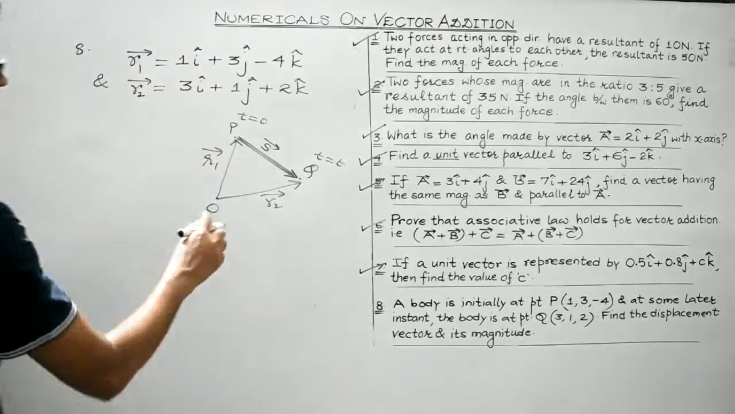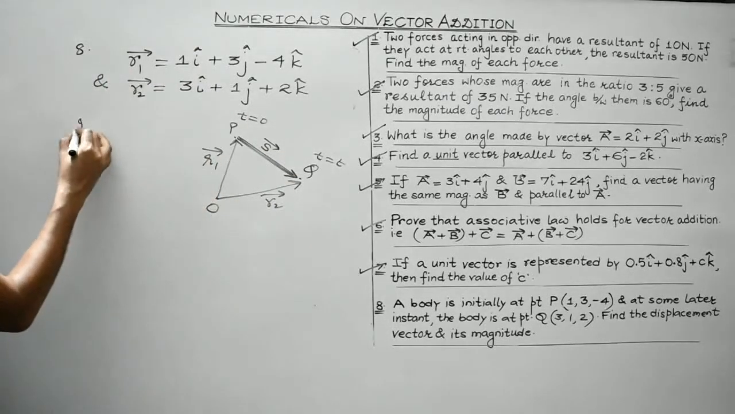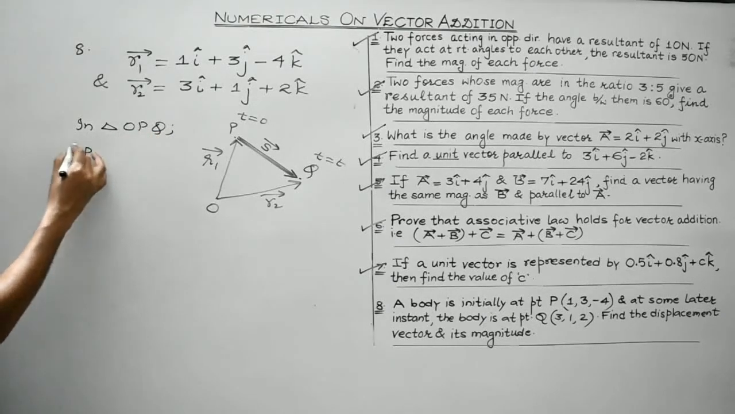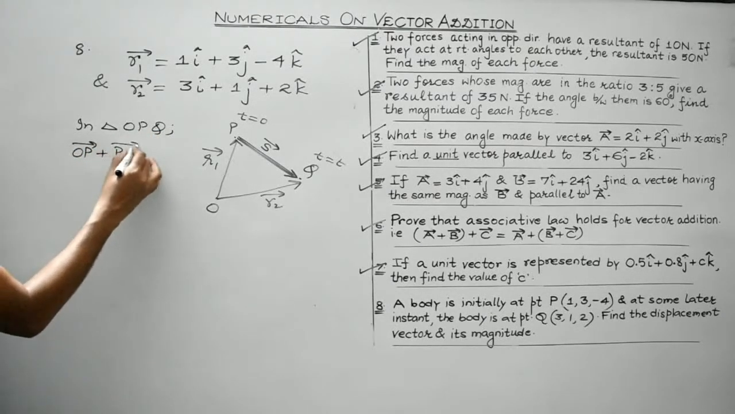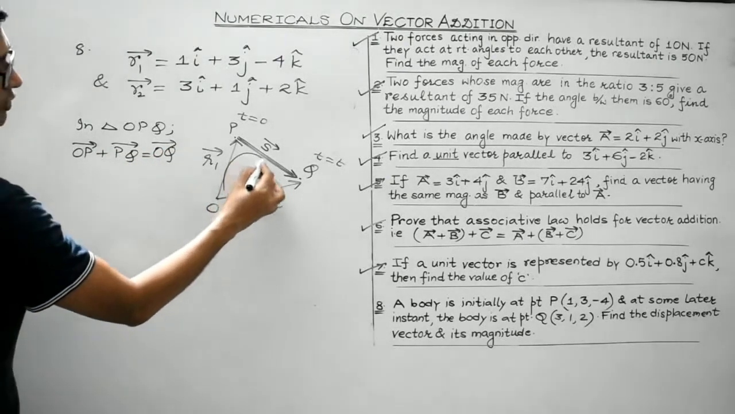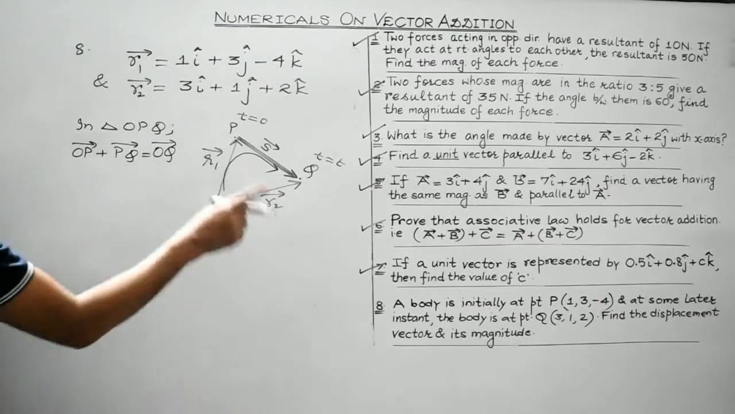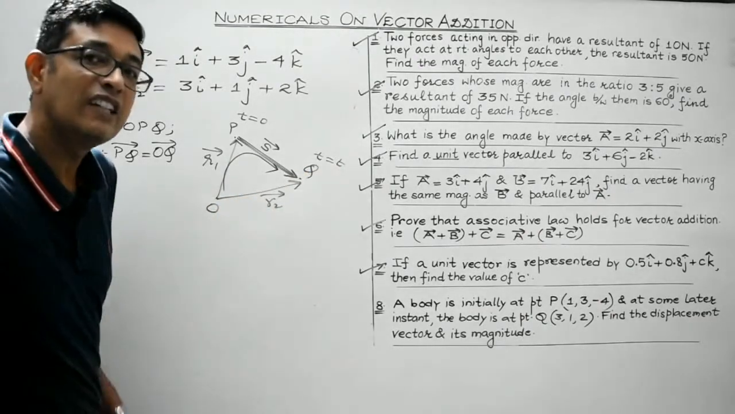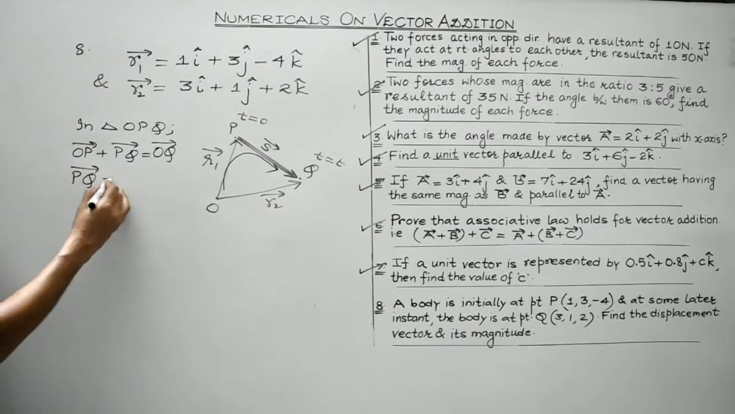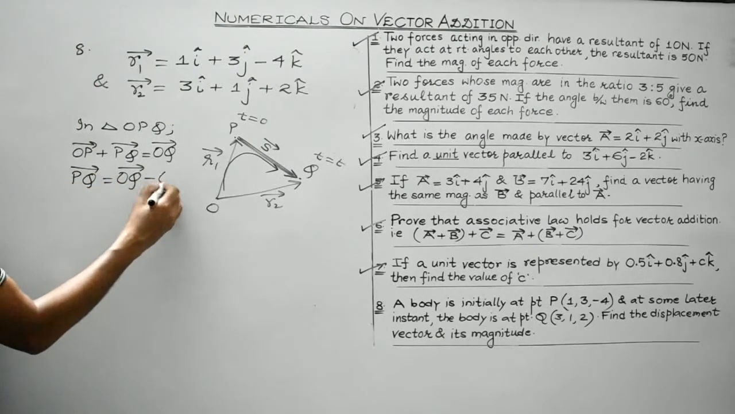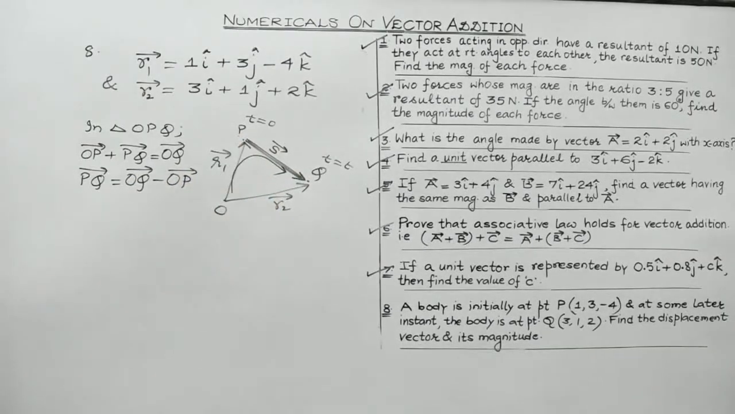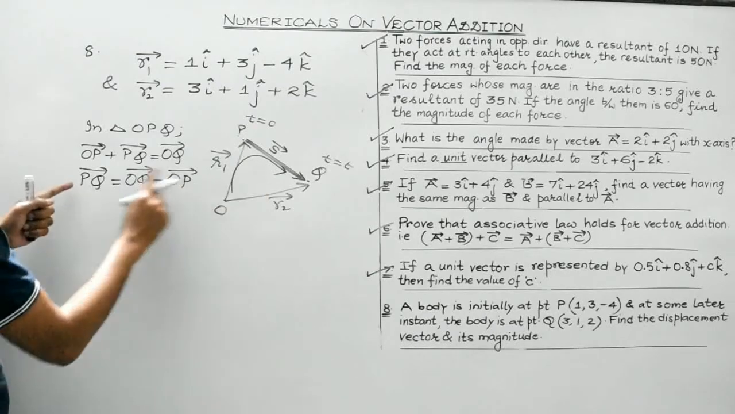So here let's make use of the triangle law of vector addition. In triangle OPQ, OP vector plus PQ vector would be equal to OQ vector. These are the two sides of the triangle taken in the same order. So the vector result would be given by the closing side of the triangle taken in the opposite order. So what you get is PQ vector is equal to OQ vector minus OP vector.